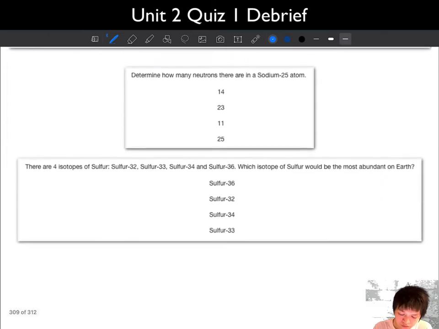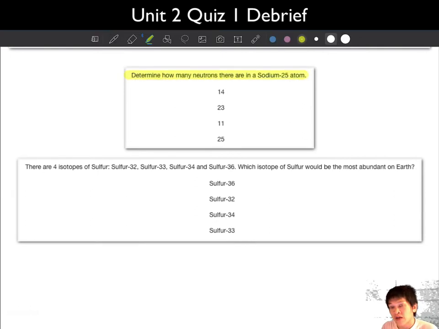Next question. Determine how many neutrons there are in a strontium-25 atom. So strontium-25, this is the mass number right here. And mass number is protons plus neutrons, right? So, do we know anything about this?